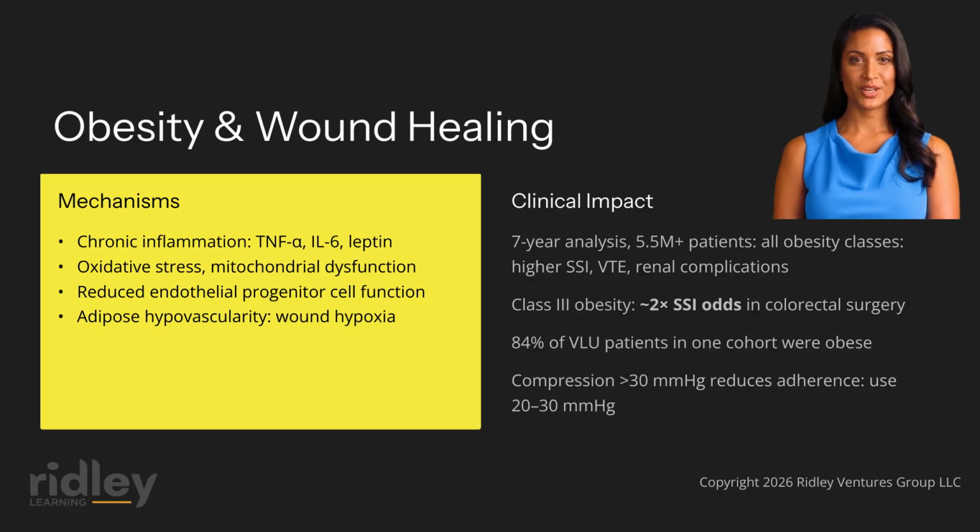Obesity also significantly impacts venous leg ulcer healing, with 84% of patients in one large cohort study being obese and increased body mass index associated with delayed wound healing. The challenges that obesity presents for compression therapy adherence are clinically significant. Although compression above 30 millimeters of mercury is recommended for ulcer healing, those levels cause discomfort that reduces compliance, often forcing clinicians to use lower compression levels of 20 to 30 millimeters of mercury, with potentially reduced efficacy.